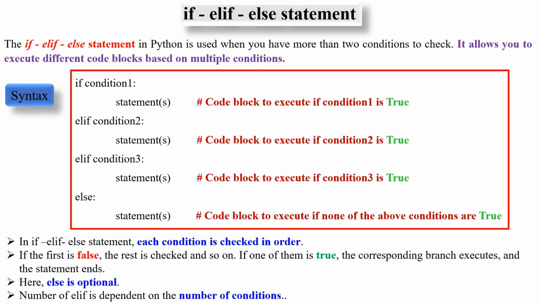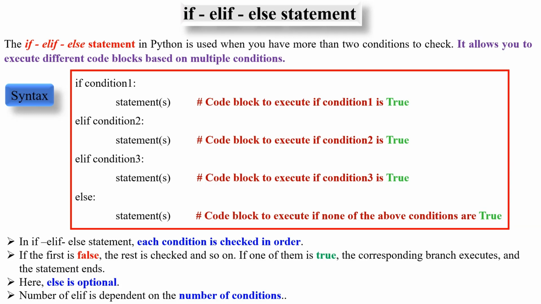The if-elif-else statement in Python is used when you have more than two conditions to check. It allows you to execute different code blocks based on multiple conditions. The basic syntax for if-elif-else statement is if condition 1: statements, elif condition 2: statements, elif condition 3: statements, else: statements.